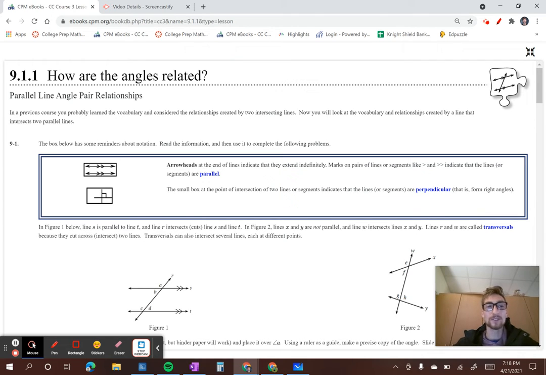So in previous courses, you probably learned about the vocabulary and considered the relationships created by two intersecting lines. And we talked a little bit about it, talking about supplementary or straight lines that add up to 180 and also vertical and adjacent angles.